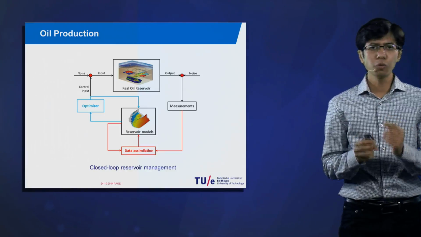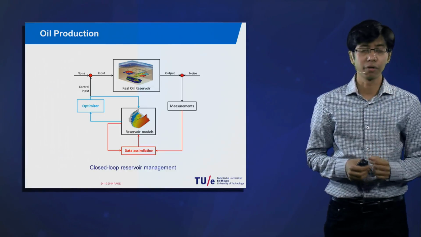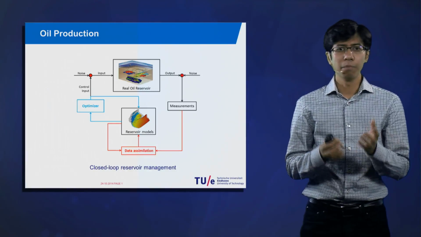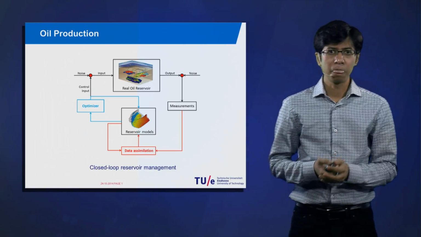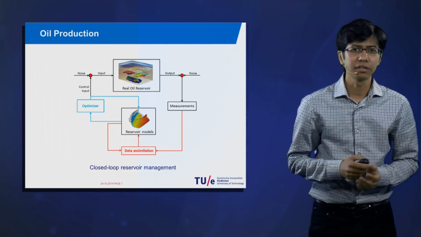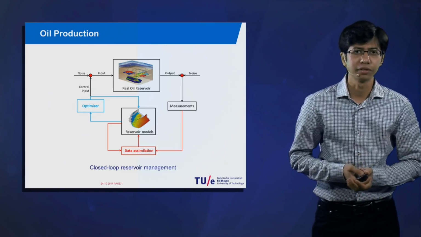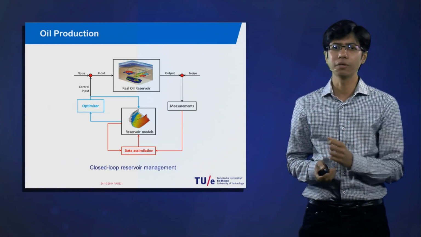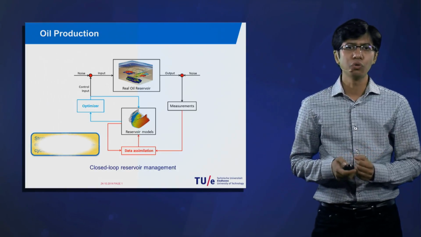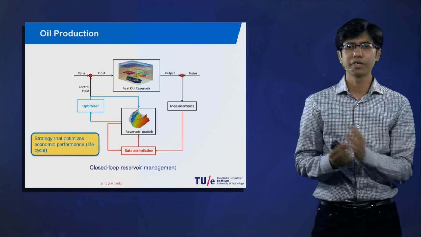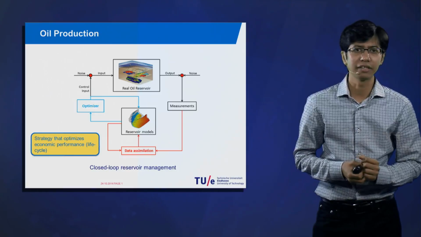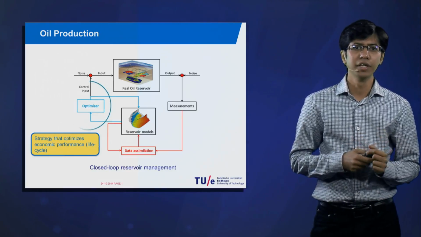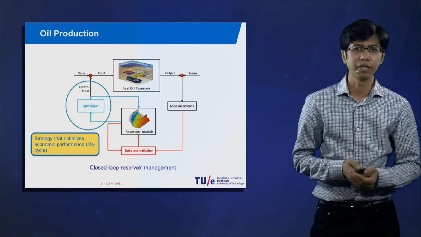Closed-loop reservoir management, as shown in this block diagram, consists mainly of a reservoir model, and then it updates this reservoir model with the help of measurements, as shown in this red data assimilation loop. The blue optimizer loop aims to optimize the economic life cycle performance of the oil reservoir. I can safely place my research in this optimizer loop.